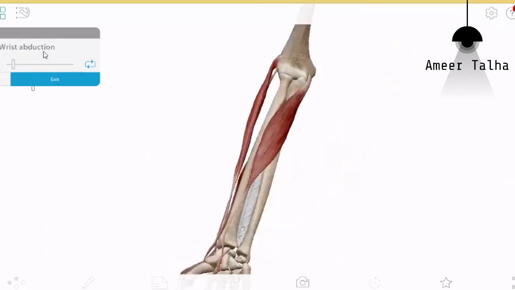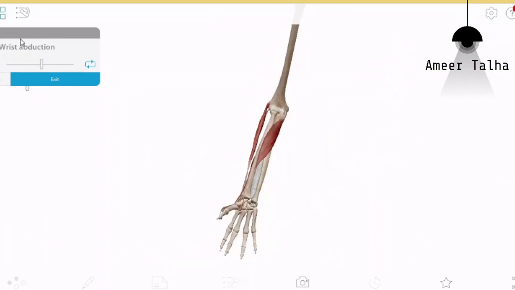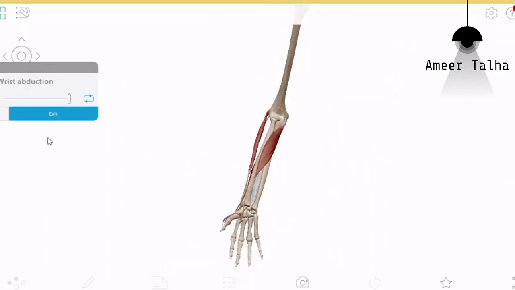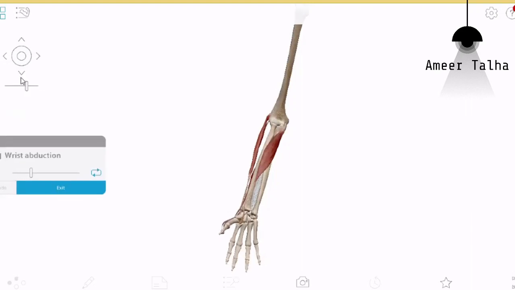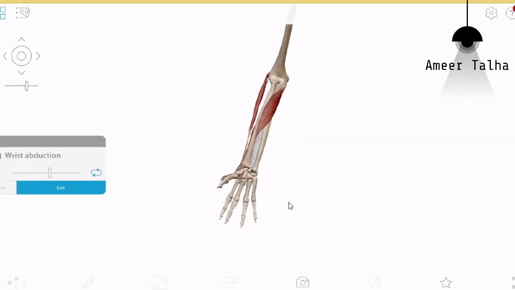Sir, in KLM it is written about circumduction. Just a minute, I am going to that. First, let me clear these four movements first.